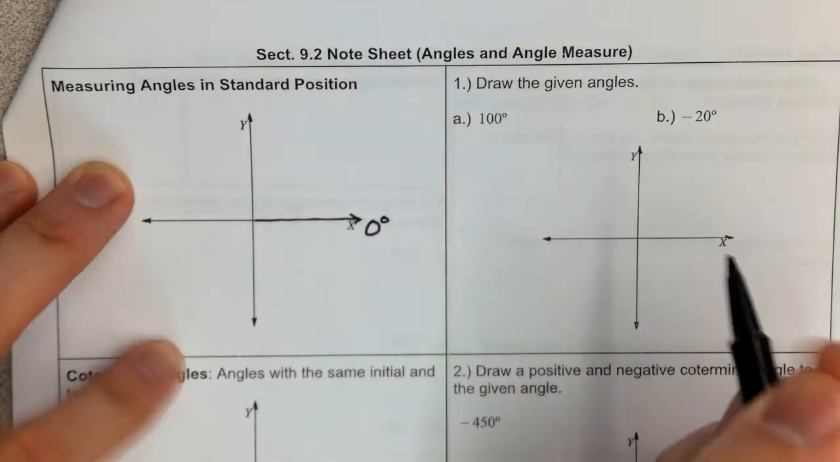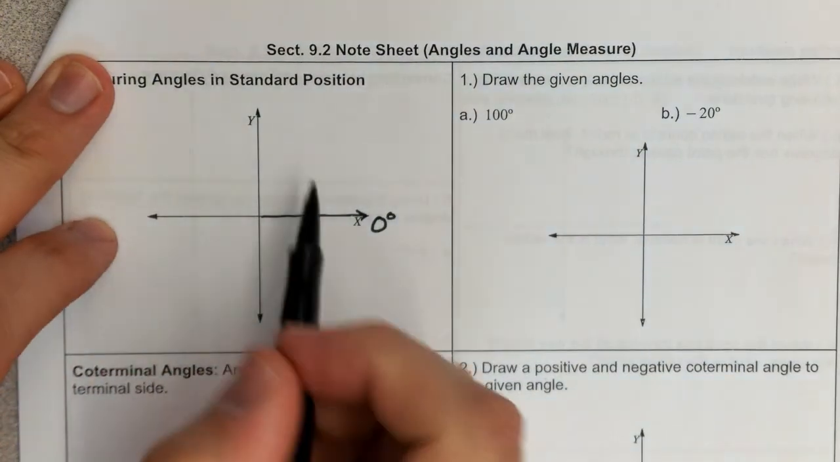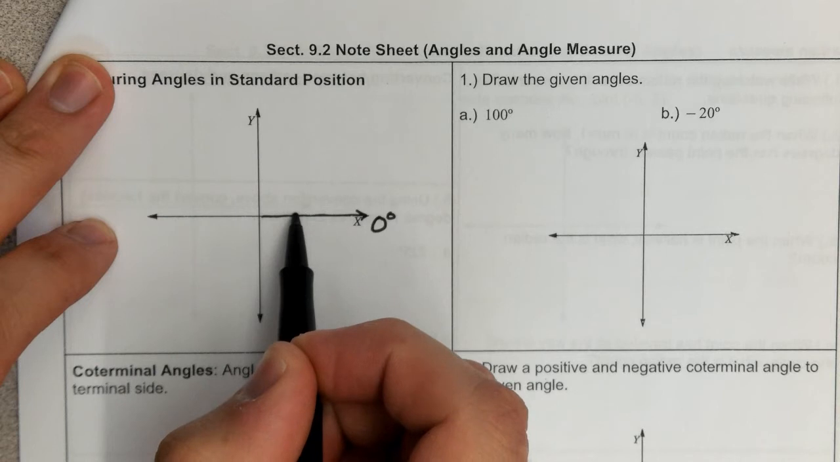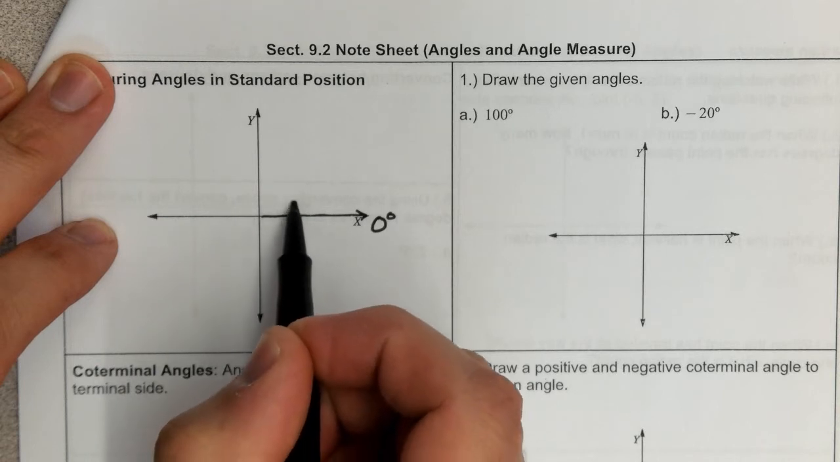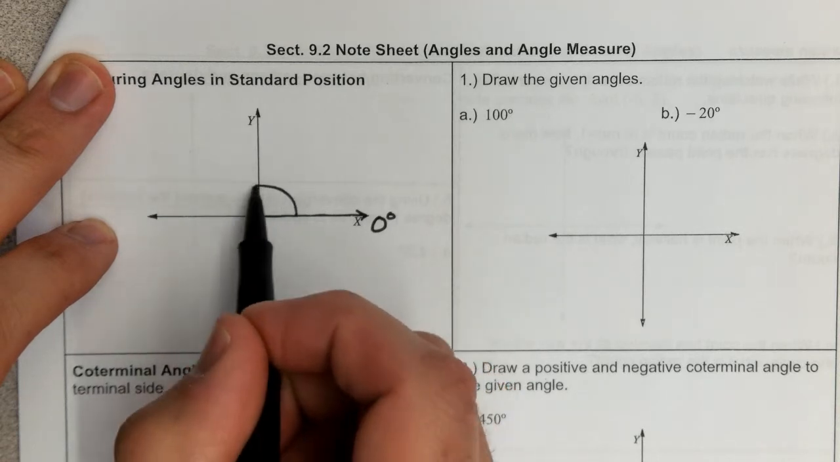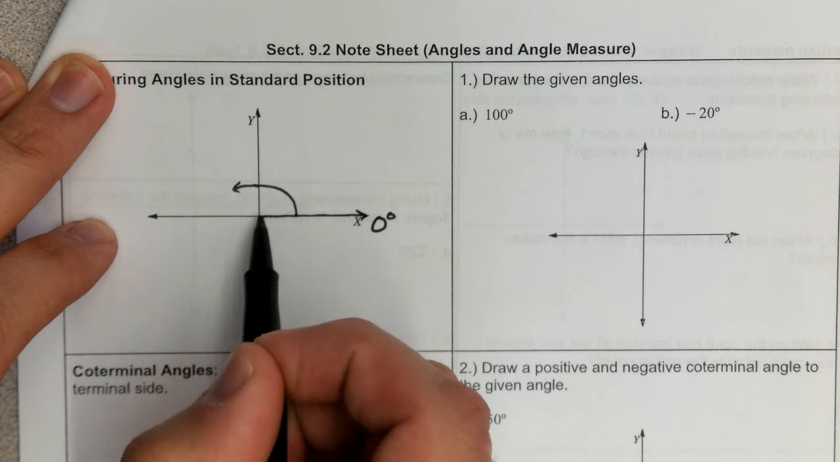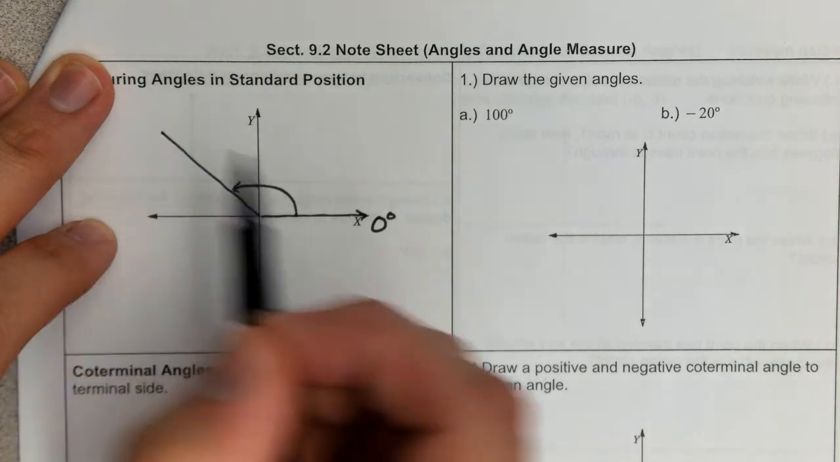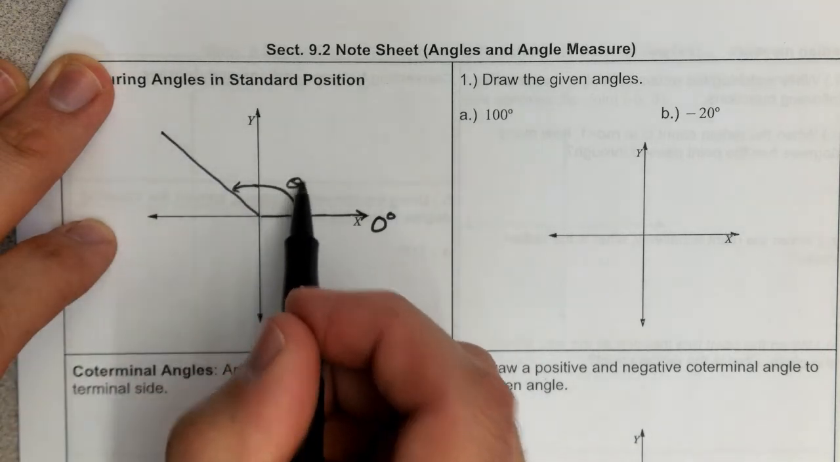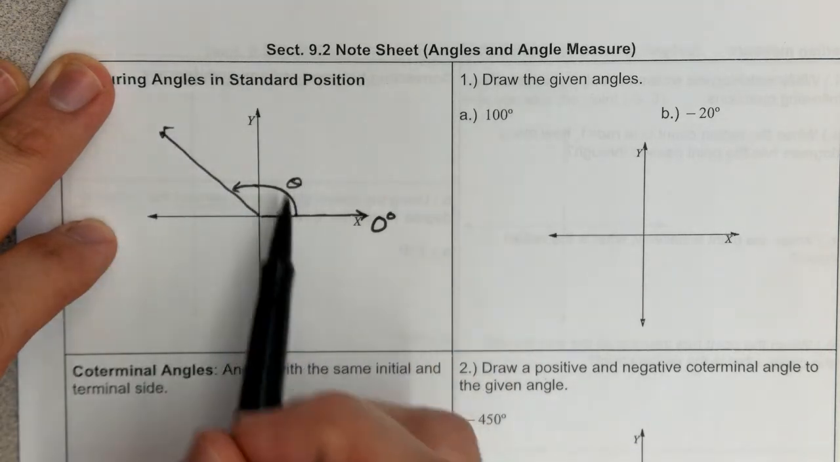Then, as we go around the circle, we're going to measure an angle like this. Maybe, as an example, we'll go part way into the second quadrant here. So this angle, maybe we'll call it theta. That's an angle measured in standard position.